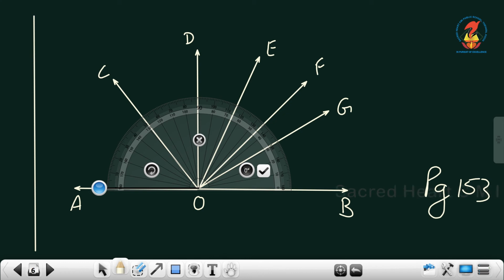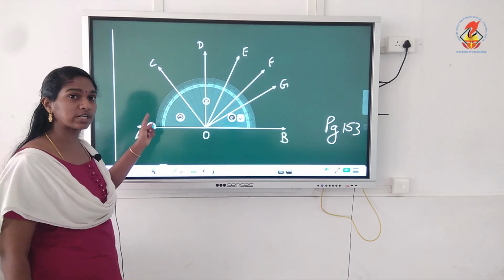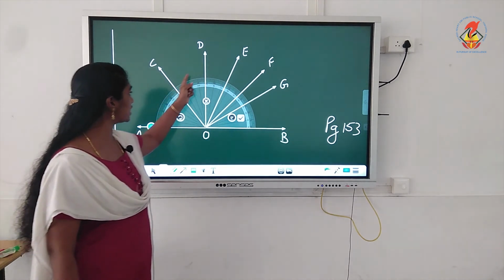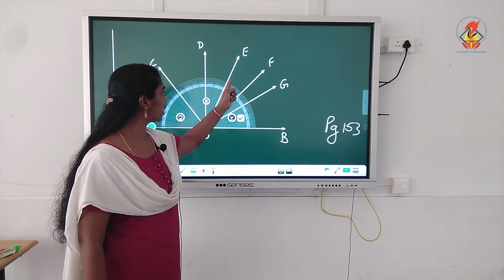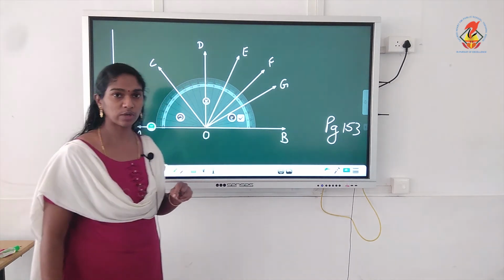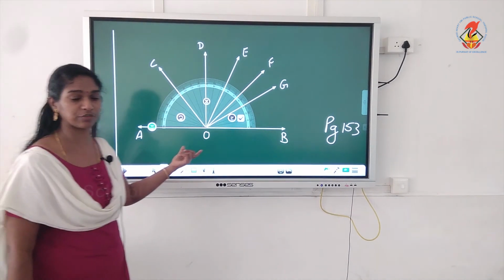Next they are asking you AOE. Say where is the baseline going? The baseline is going to this side. That means you have to take the outer scale. Take the outer scale and see where the E ray is coming. For me, it is coming at 115 degrees, according to my figure. For you, it will be different.